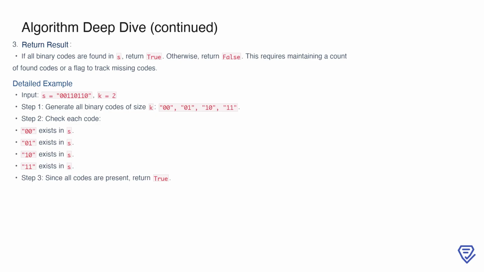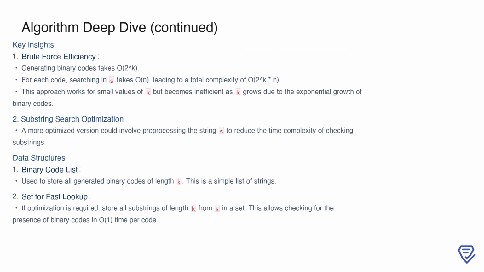Suppose the input is S equals 00110110 and k equals 2. First, we generate the binary codes of size k: 00, 01, 10, 11. Then, we check each code against the string. The code 00 is present in S, as are 01, 10, and 11. Since all codes are accounted for, the result is true. This method is straightforward but can become inefficient for larger values of k due to the exponential number of codes to generate and check. The brute force approach, while simple, has significant limitations in terms of efficiency.